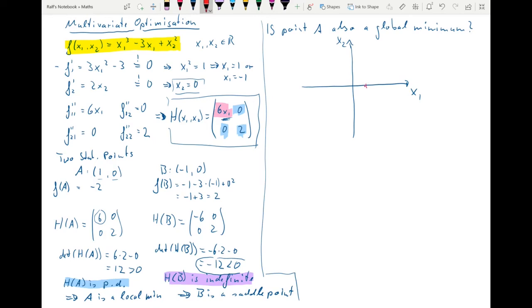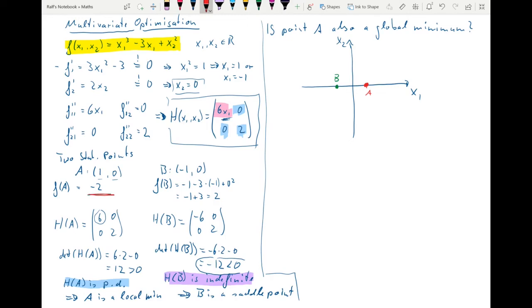And we know our two stationarity points, and let's put that in red, the local minimum. That was here. That was point A at (1, 0). And we had a second stationarity point that was our point B. That was at (-1, 0), and that was a saddle point. Point A was a local minimum with a function value of -2. That was our function value here.